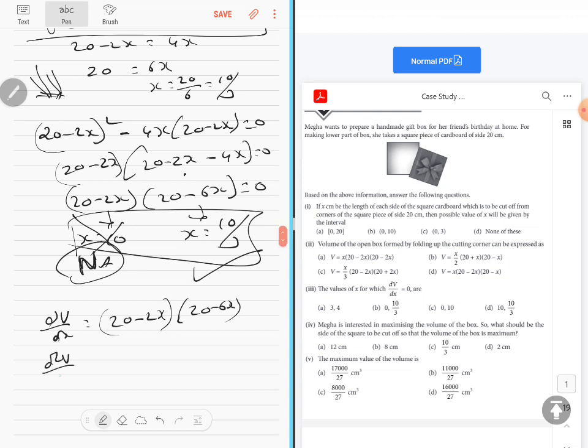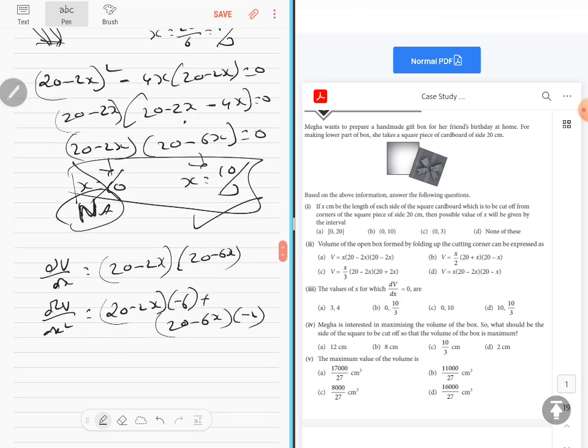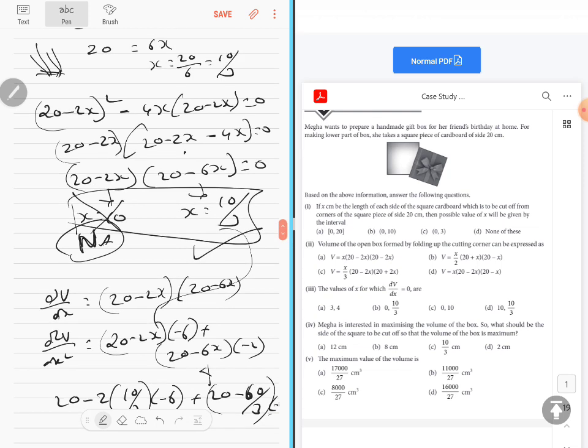When you do d square v by dx square, it's (20 minus 2x) into minus 6 plus (20 minus 6x) into minus 2. Then you just see if it's negative or positive. The minus 2 is there, the minus 6 is there, this is 20 minus 6x. You know the x value, just substitute it here: (20 minus 2 into 10 by 3) into minus 6 plus (20 minus 6 into 10 by 3, which is 60 by 3) into minus 2. And to check if it's negative or positive, minus 2.